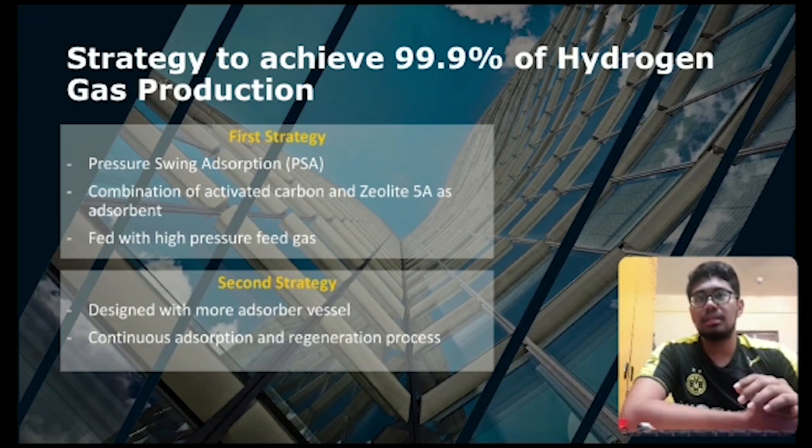The second strategy is that PSA systems are designed with either 4, 5 or 6 adsorber vessels and different modes of operation. This will ensure a high production of H2 with high purity since the feed keeps flowing. There is time for the first adsorber column to regenerate. The feed will go to the second column while the first adsorption column is regenerating. Therefore, the adsorbents used in this process are always in a continuous process.